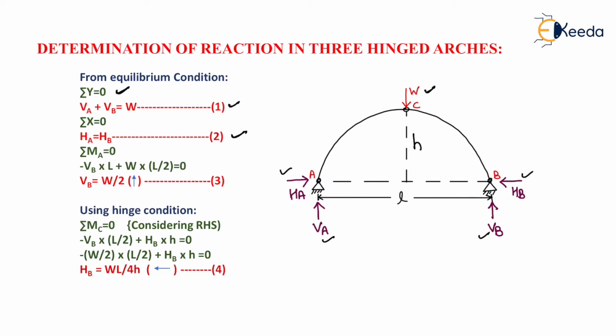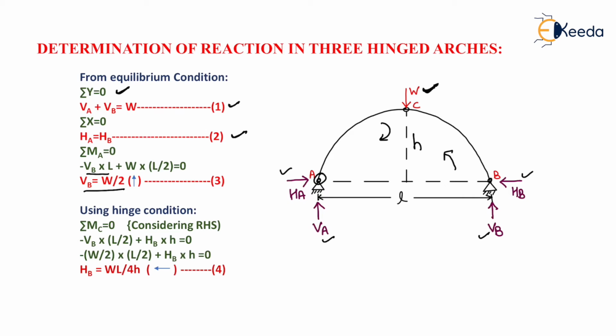Now the next equilibrium condition is moment about A equals 0. Now we will calculate the moment about A from the support B. So the equation will become minus VB into L. Minus is because of the anti-clockwise moment due to VB. So it becomes minus VB into L plus W into L by 2, because of this point load, and the moment will be created in the clockwise direction. So the magnitude of VB will be equal to W by 2 acting in the upward direction.